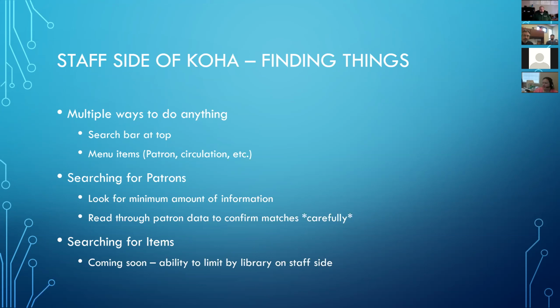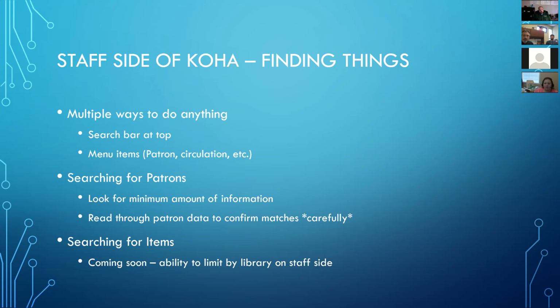Okay, so in the staff side of Koha, which is where probably most of you spend most of your time, there are a bunch of different ways to do just about anything. There's a search bar on top, there are the menu items on the circulation page. There's a bunch of different ways to get to, say, the patron search, which is where I'm going to start.